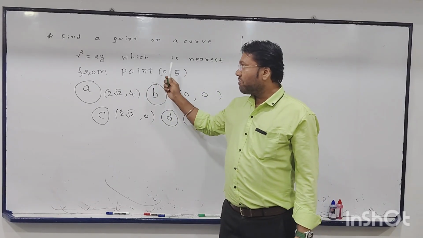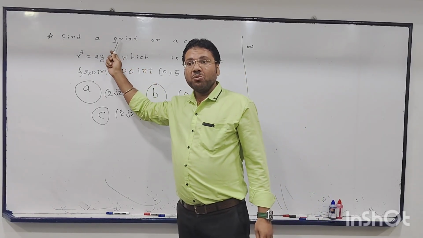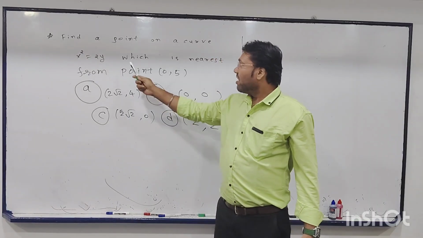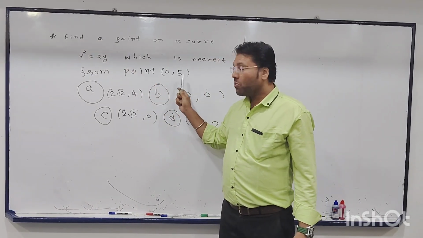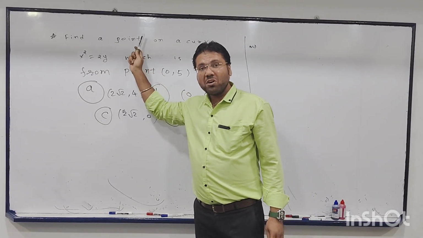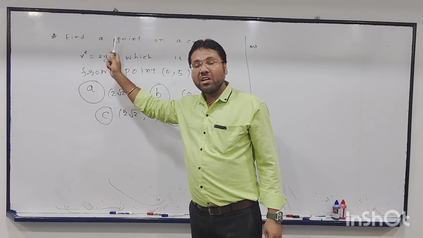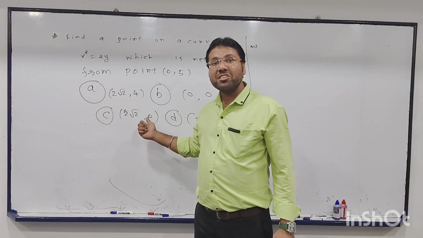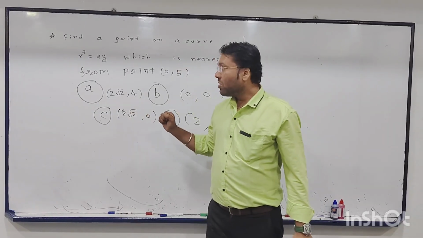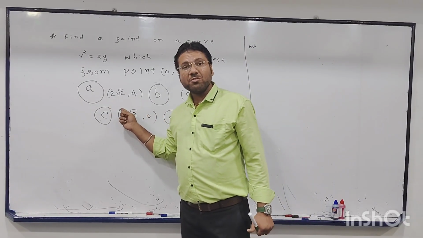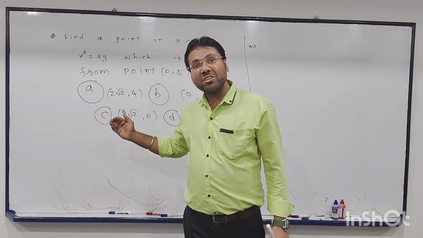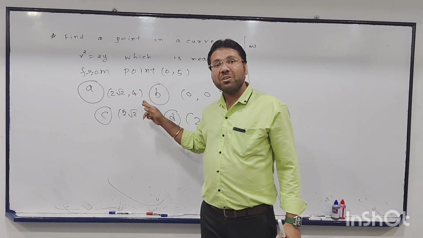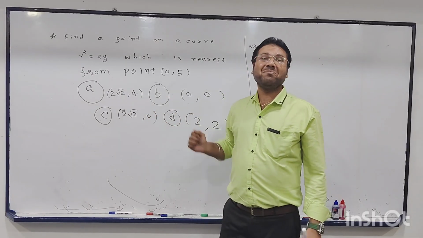So friends, first of all, the question is given to you like this. Find a point on the curve x square equal to 2y which is nearest from (0, 5). I am giving you one method which is called the trial and error method, from where you can solve this question by using just the options. So friends, how can you solve this question by using options only?